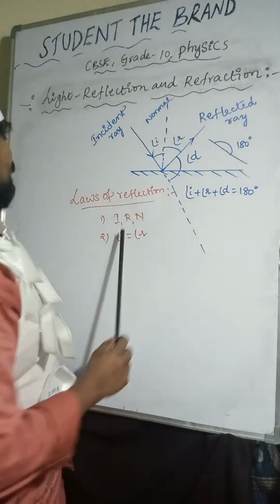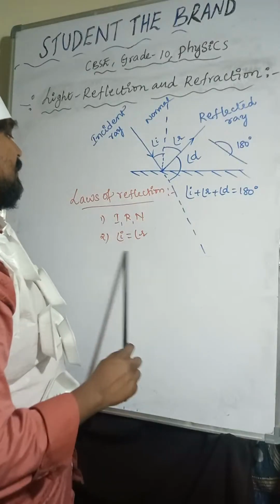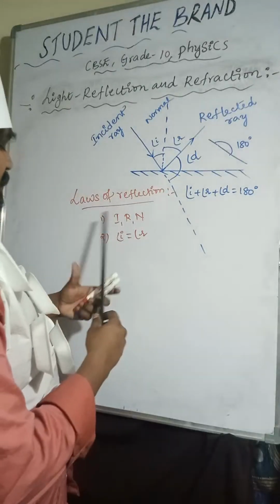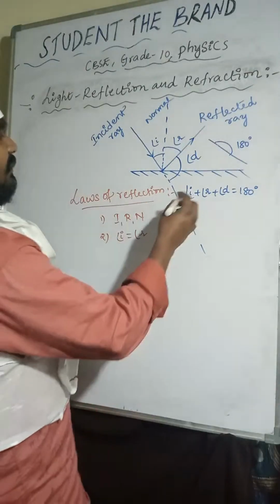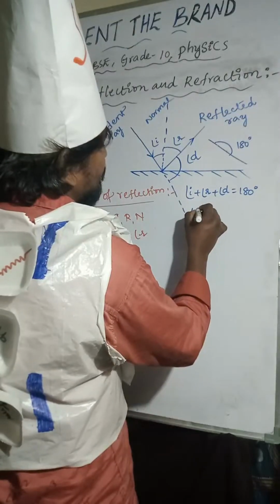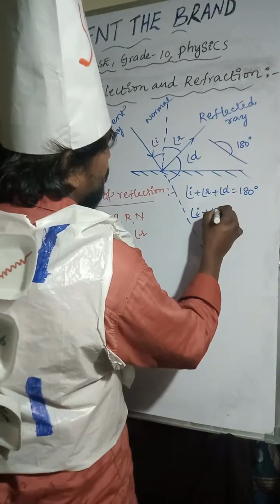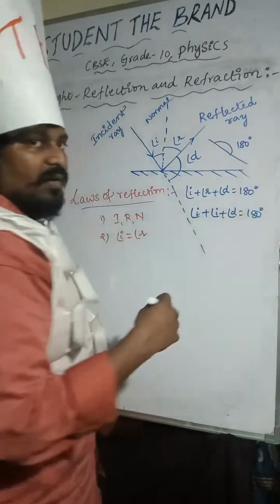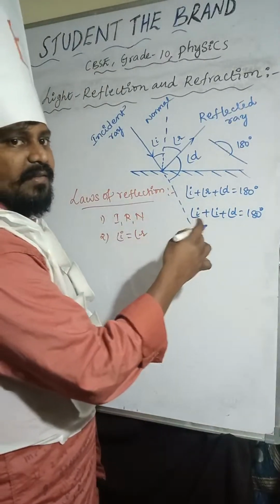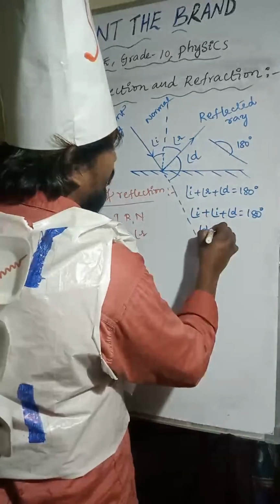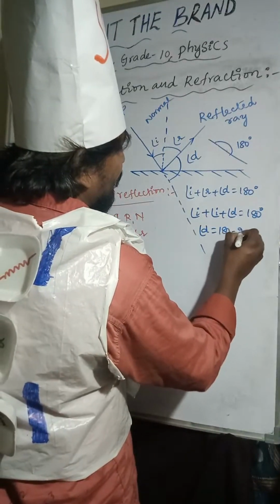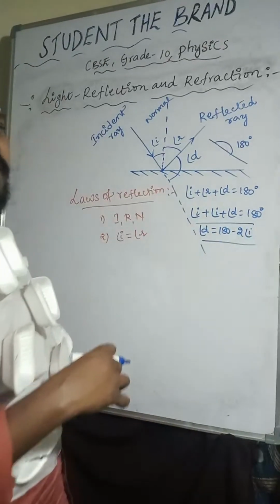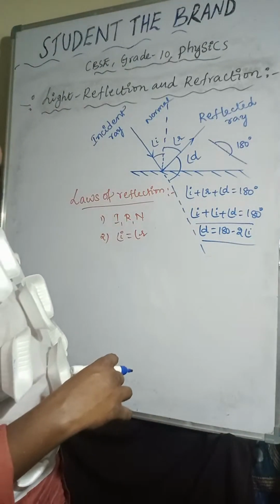From the laws of reflection, we know that the angle of incidence is equal to the angle of reflection. So we can write angle of incidence plus angle of incidence plus angle of deviation equals 180 degrees. So the angle of deviation equals 180 minus 2 times the angle of incidence.